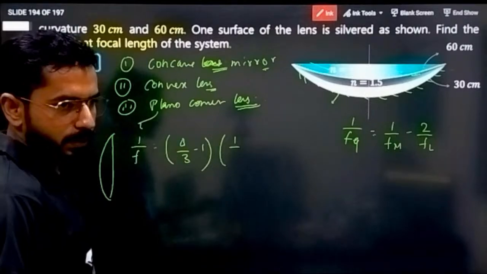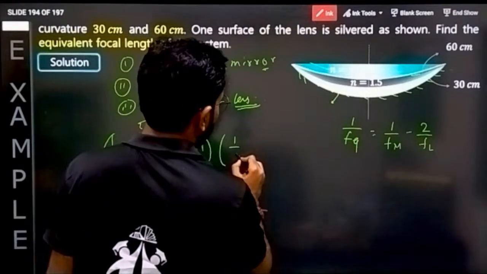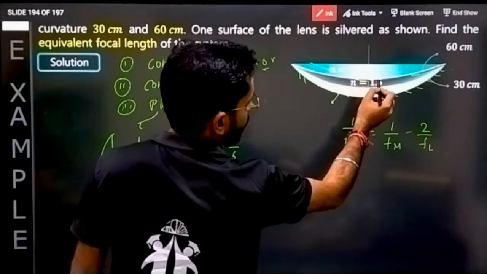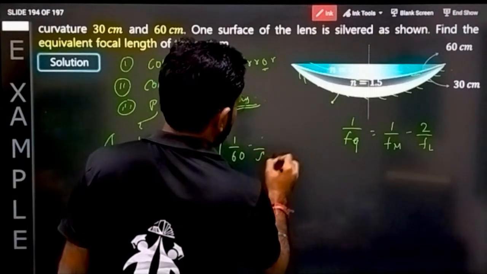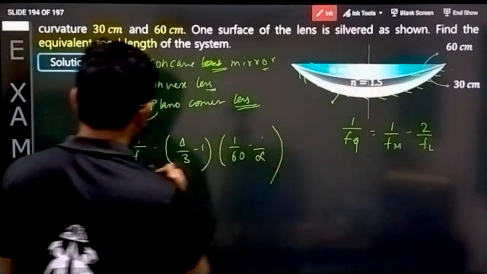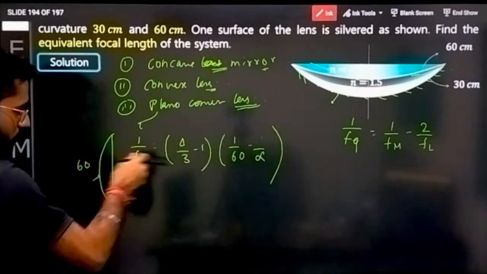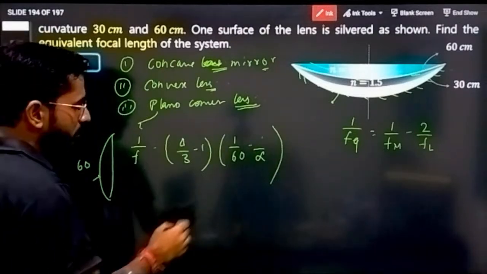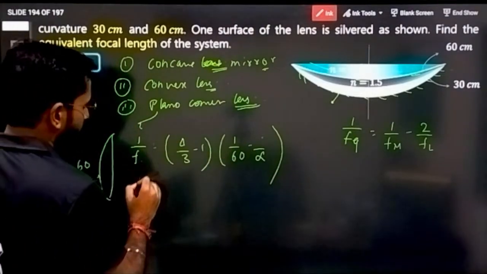You solve this yourself. I am just writing, keeping the values. Here you will say 1 by, what is this surface? 60. 1 by 60 minus 1 by infinite, because this surface is 60 and this one is infinite. Correct? Solve it, and you will get one answer for the first lens.